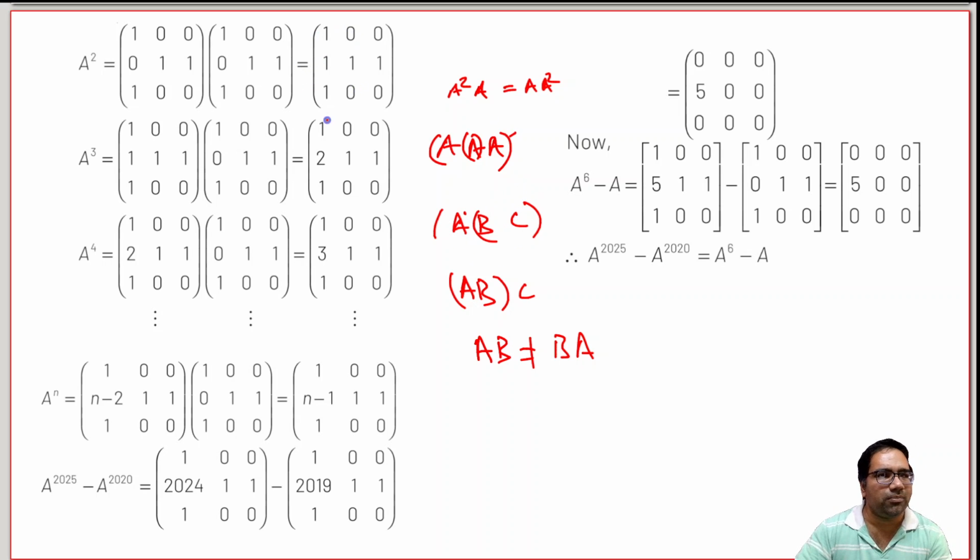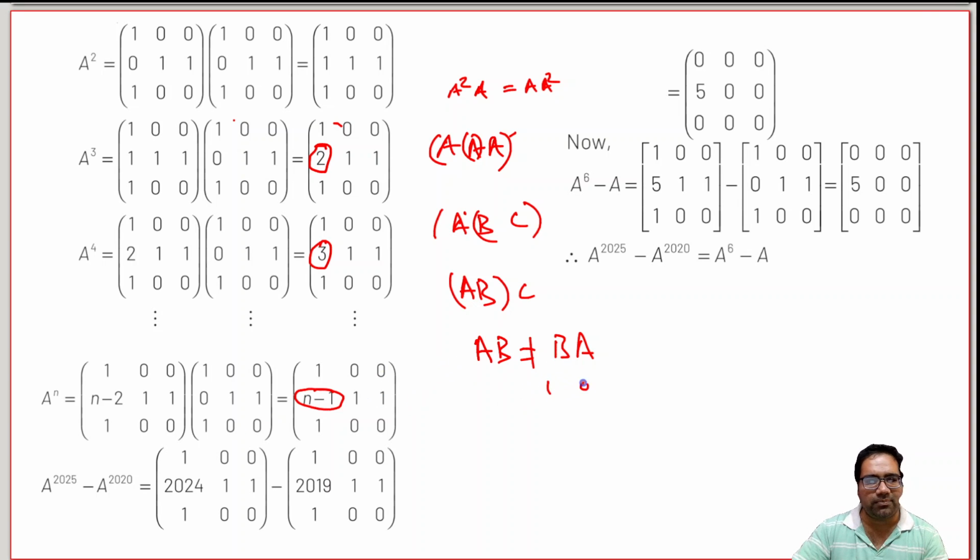Similarly, A cubed is A squared into A. Here we get A cubed the same as A squared except this entry, which becomes 2. Similarly, if you multiply this A cubed into A again, we get this number as 3, everything else the same. So there is a pattern. What is the pattern? A^n has n minus 1 here, and the rest is all the same as A. We can actually verify this using mathematical induction also.